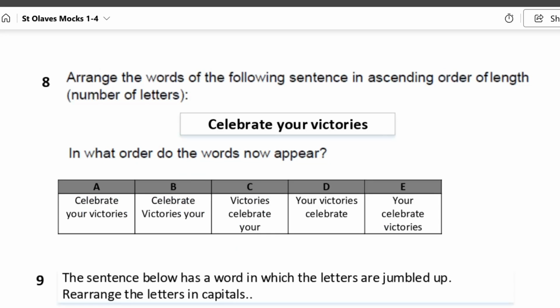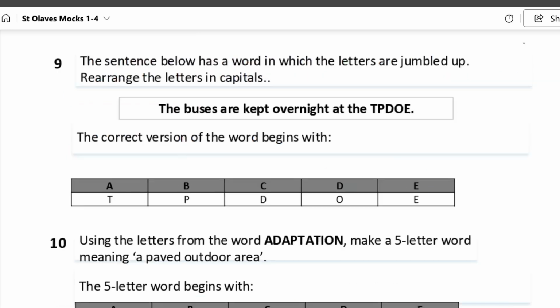So for 8, we're going to count the amount of letters in the word. We're going to have 1, 2, 3, 4, 5, 6, 7, 8, 9. Then it's 1, 2, 3, 4. Then 1, 2, 3, 4, 5, 6, 7, 8, 9. We have the same letters, same amount of letters. Therefore, we do have 2 answers here. We can start off with your victory celebrate or your celebrate victories, because ascending means going from smallest to largest. So 2 answers for this one.